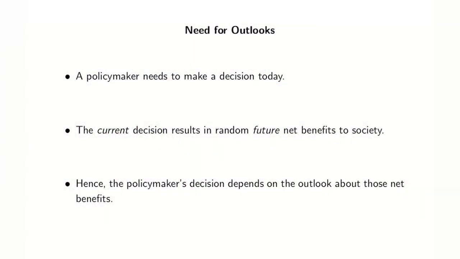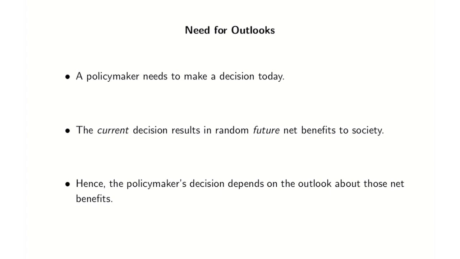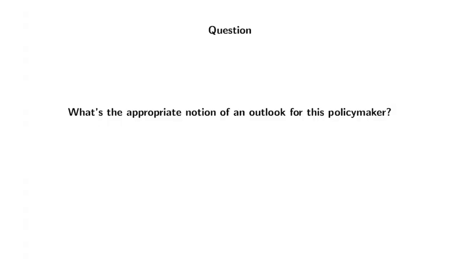And the decision problem I'm going to be talking about is an abstract one, but it's motivated by some of the considerations that I think about in my own work: a policymaker needs to make a decision today, and that current decision results in random future net benefits to society. By net benefits, I mean they could be positive or negative, so there could be costs, in fact. Your decision today depends on your outlook, your forecast, but I'll stick to the word outlook, about what those net benefits are. You want to choose the decision that ends up with the maximum outlook for net benefits. So what's the right notion of probability? What's the right notion of an outlook for this policymaker? That's the question I'm going to be asking today.